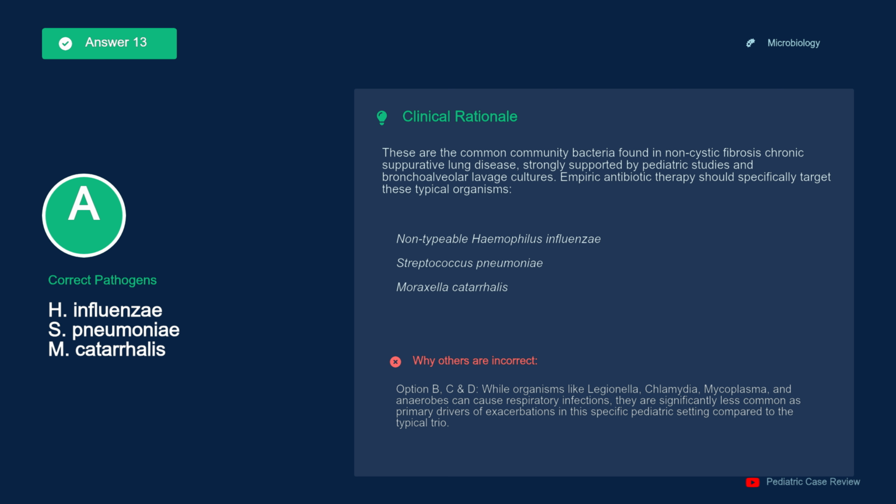Legionella and Chlamydia psittaci are rare. Mycoplasma causes atypical pneumonia but not chronic suppuration. Anaerobes occur mainly with aspiration or lung abscess. Appropriate empiric antibiotics should target the common triad of pathogens.